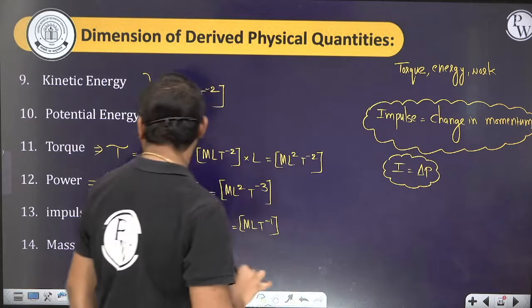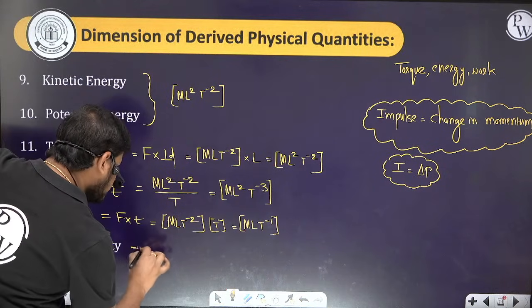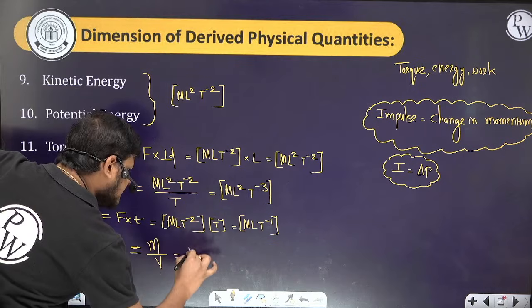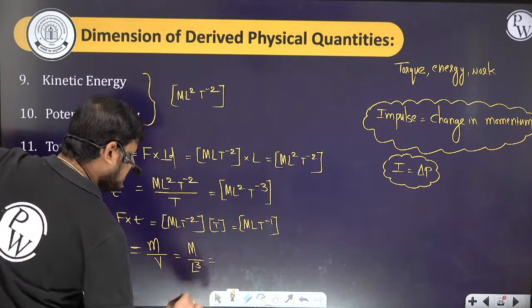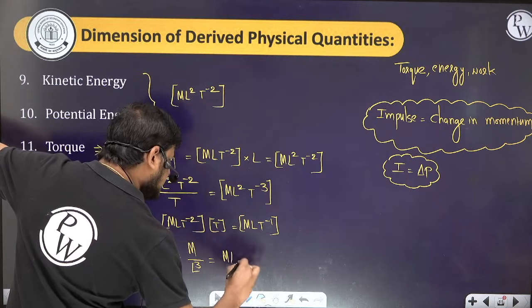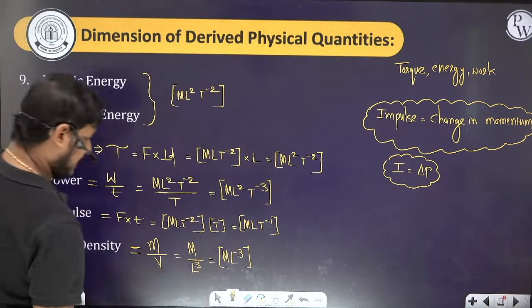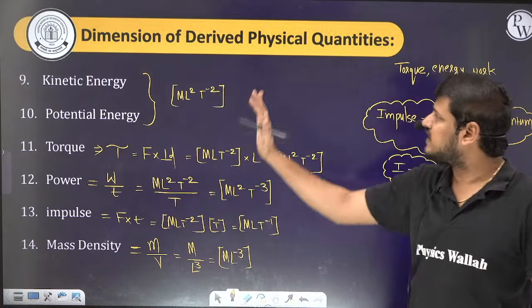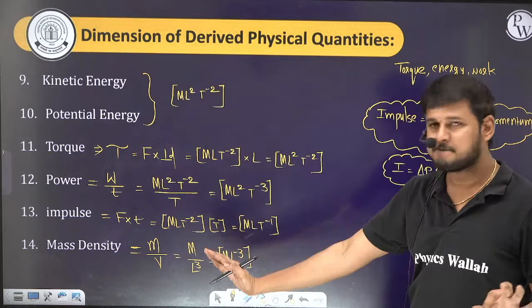Clear. Next, we have mass density. What does it mean by mass density? Mass per unit volume. So mass we write as M, and volume is L cube, so it will become M L to the power minus 3. Right? So the second slide of dimensions of derived physical quantities is clear. Any doubts in this? No?